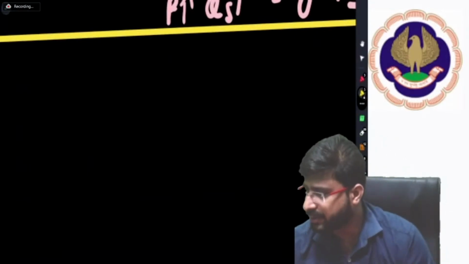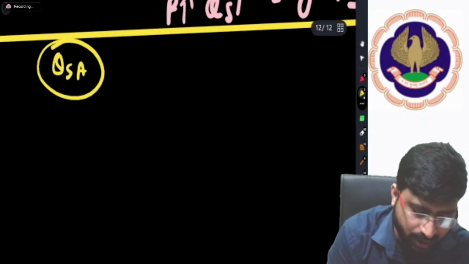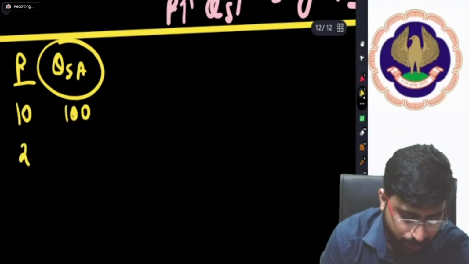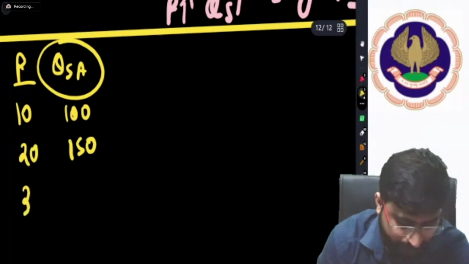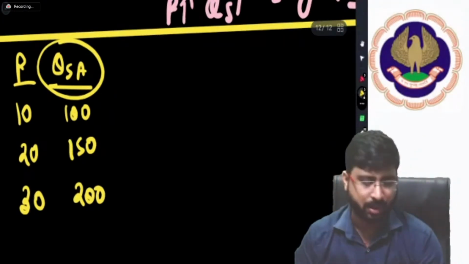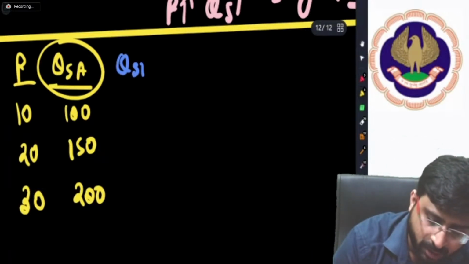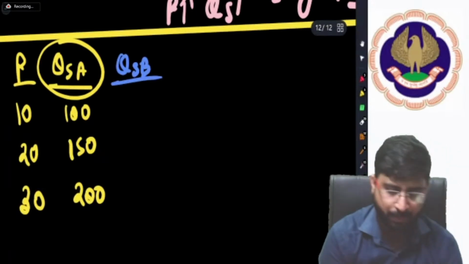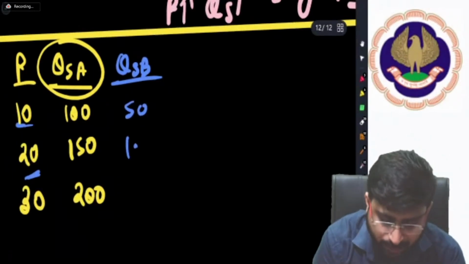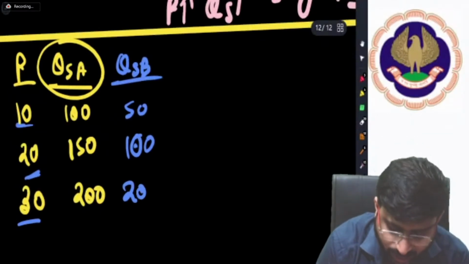Suppose this is Mr. A. Quantity supplied by Mr. A. The price of a commodity is 10. Quantity supplied is 100. Price is 20. Quantity supplied 150. Price is 30. Quantity supplied is 200. This is just with regard to Mr. A. Let's introduce into the picture another hero, Mr. B. Now quantity supplied of Mr. B. When price is 10, quantity supplied is 50. When price is 20, quantity supplied is 100. When price is 30, quantity supplied is, let's say, 200.